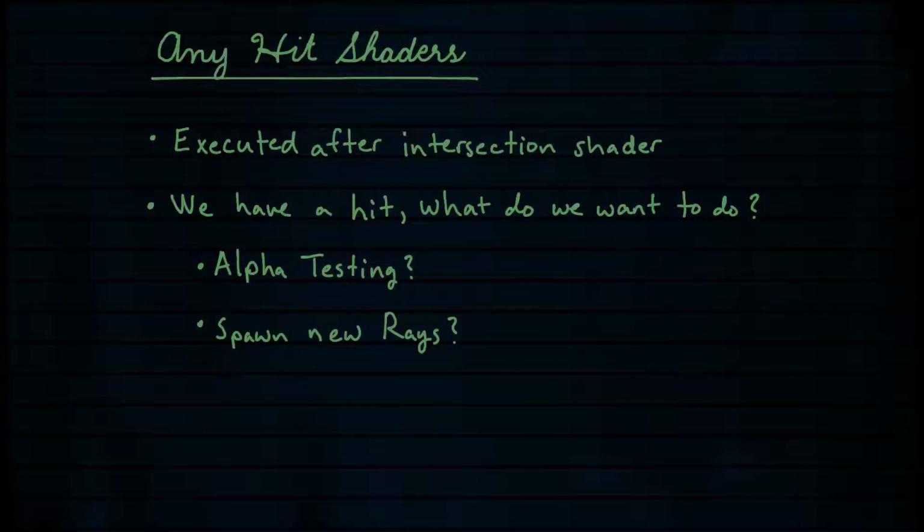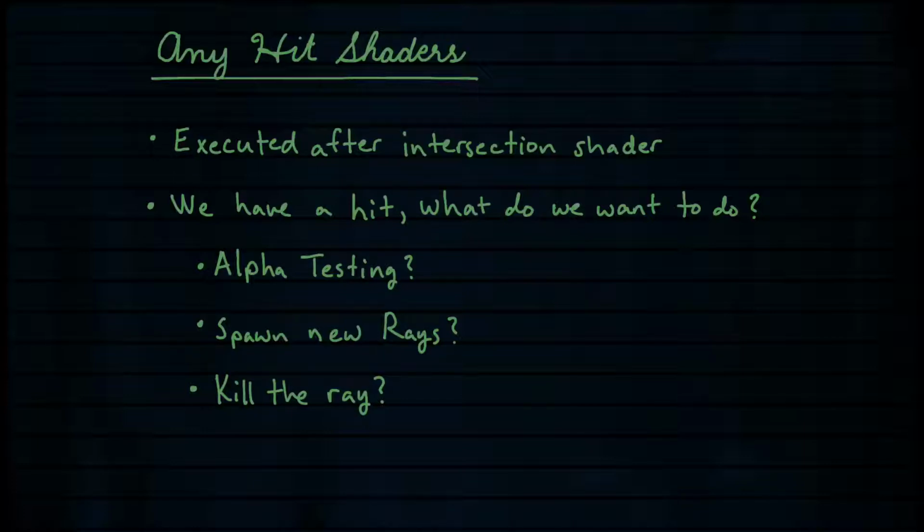Maybe we need to spawn new rays. So in this case, we're going to talk about participating media as an example of this. Another thing we could do is maybe we just need to kill the ray. In other words, if we were testing against a light source, then maybe we need to say, well, we hit the object, we didn't get to the light, so this area is in shadow.